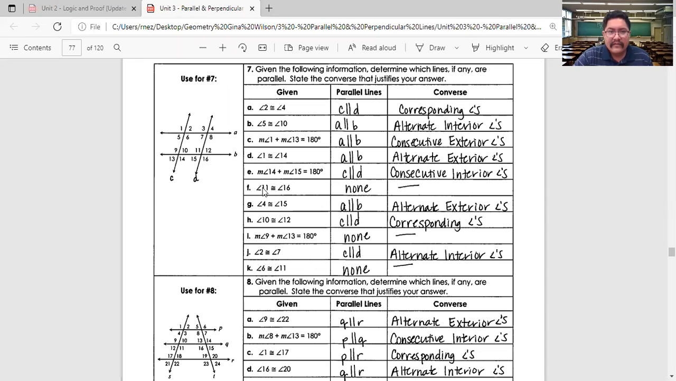All right, and now we have 11 and 16. Now this one's a little bit different because they're not lying on the same transversal. We don't know which one the transversal is. Both marks have to be on the transversal, and they each have to be on a separate line, which in this case, they're both on the same line, and we don't know which one the transversal is. So that's why there's none. We don't know enough to prove anything about this relationship.